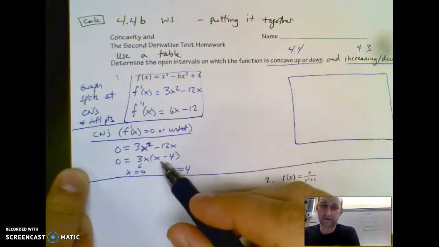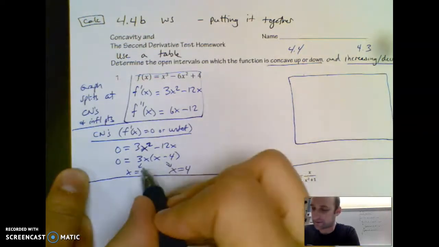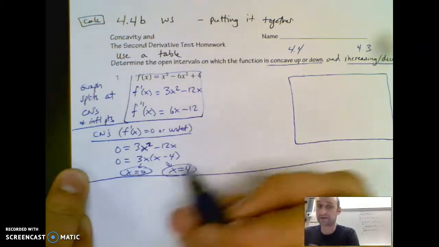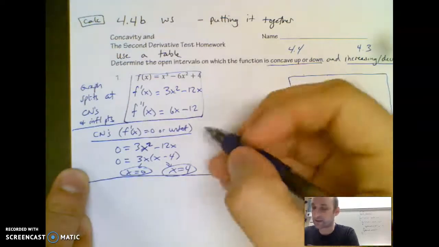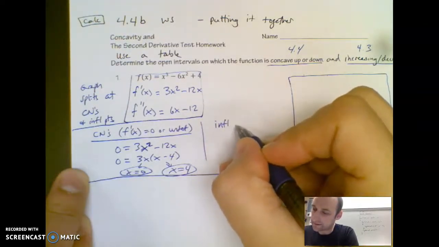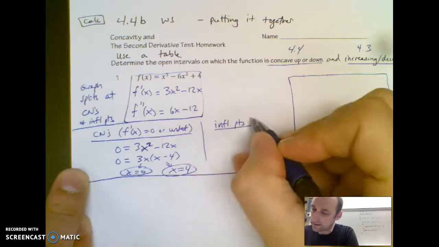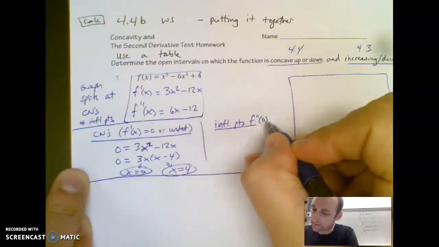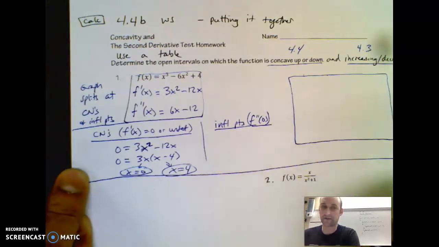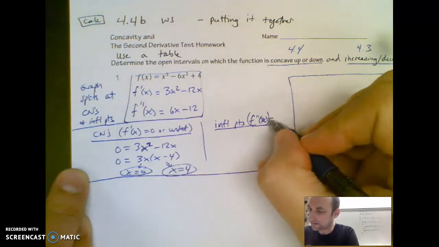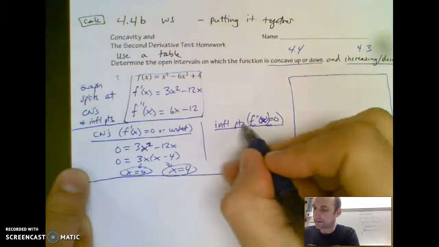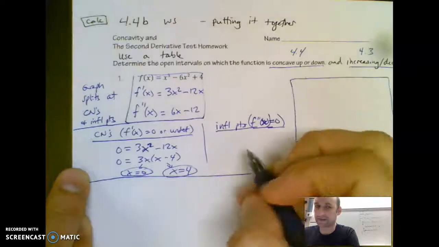Anyway, so I found critical numbers. That's where my graph is going to split, here and here. We'll figure out whether they're max or mins in a minute. We have a couple ways to do that. And the other one I want to find out is inflection points. And inflection points are when the second derivative is 0. You don't have to worry about undefined. If it's undefined, a second derivative doesn't mean anything.